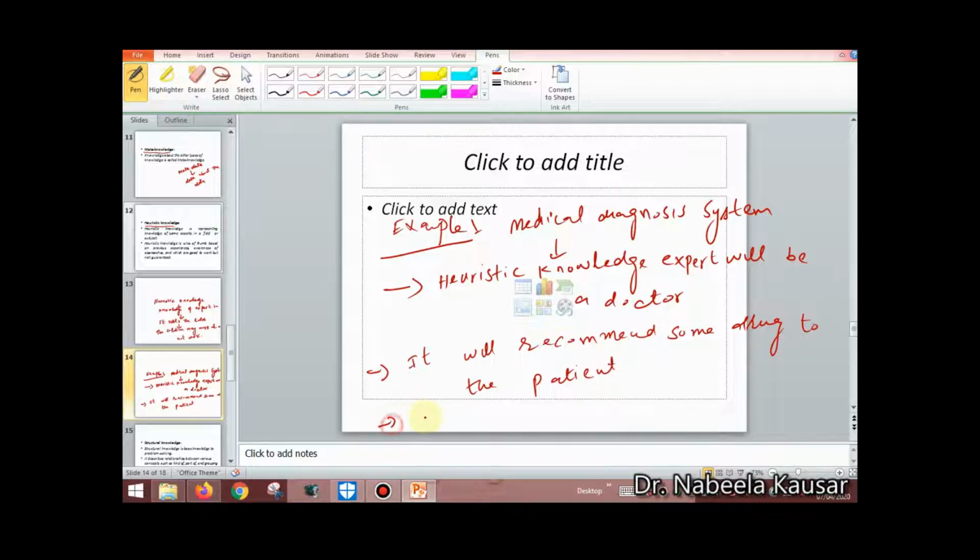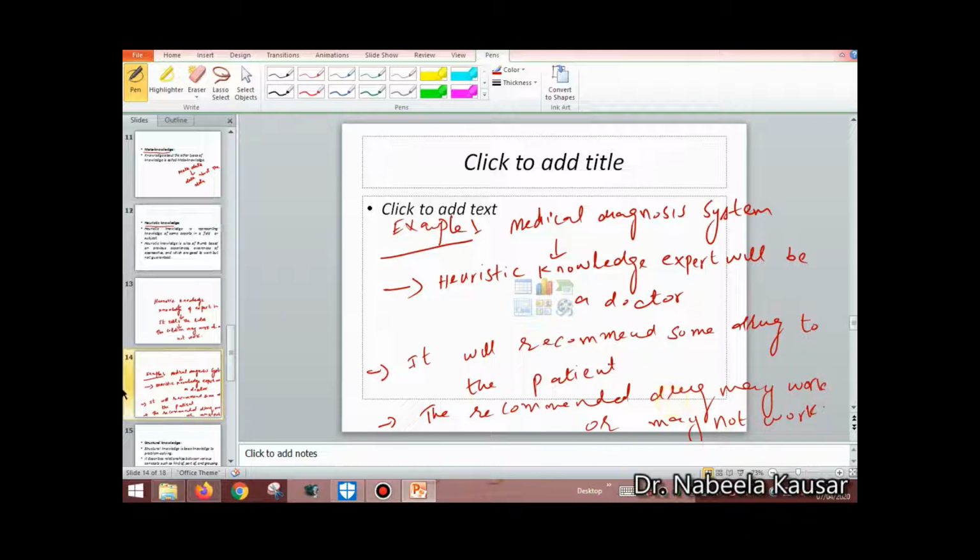Thirdly, the recommended solution, the recommended drug, may work or may not work. Means after taking the recommended drug, the patient may be fine or he or she may not be fine. The drug may not work.